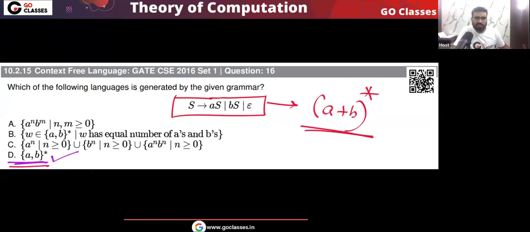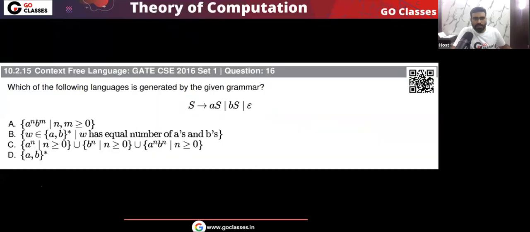For this question, the answer will be (a comma b) whole star. This is the standard grammar, remember: S goes to aS, bS, epsilon. So your answer will be option D. Understood? Can you give me the counter example? Can you do option elimination? Let's see. Can we eliminate the options?